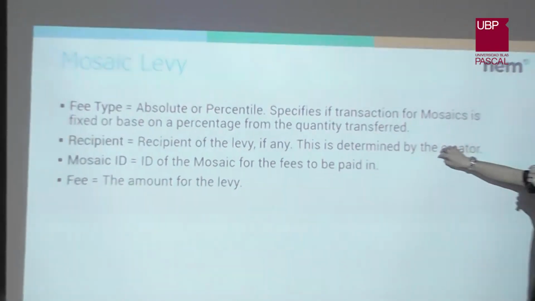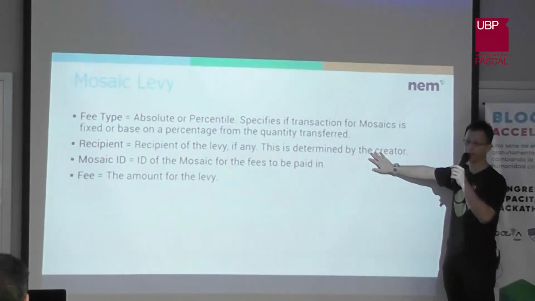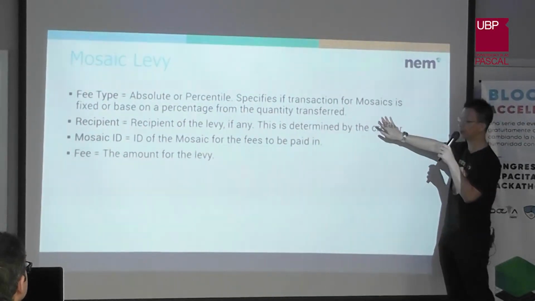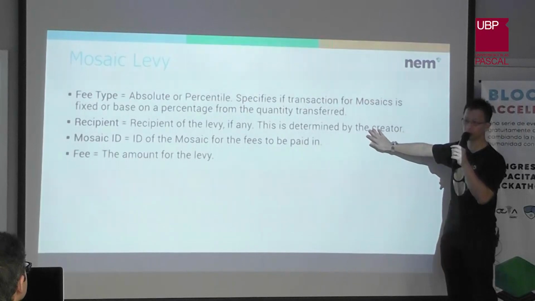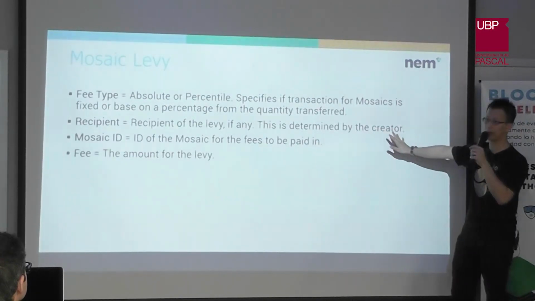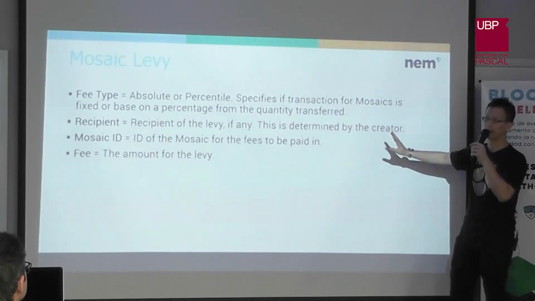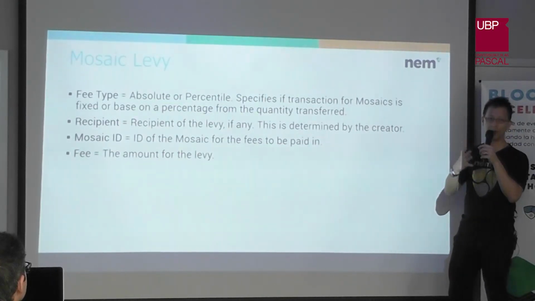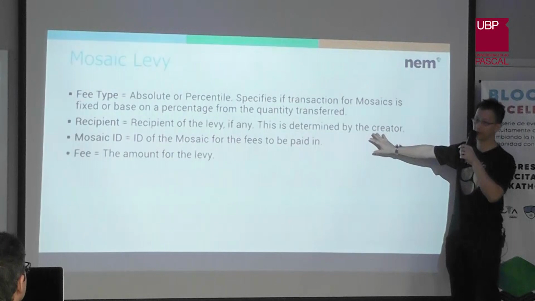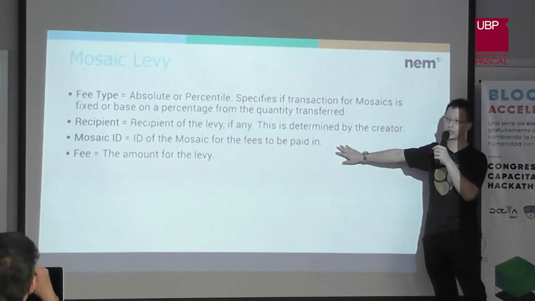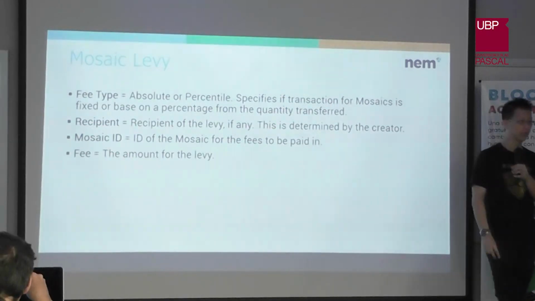Recipient is, you can specify who receives the levy. So usually it's yourself, but maybe in the finance department, or you want to put a charitable organization, it's also possible. Maybe a third party company that's involved with your platform that helps co-build it. You can give them commission, and you can even specify which mosaic the levy is to be paid in.